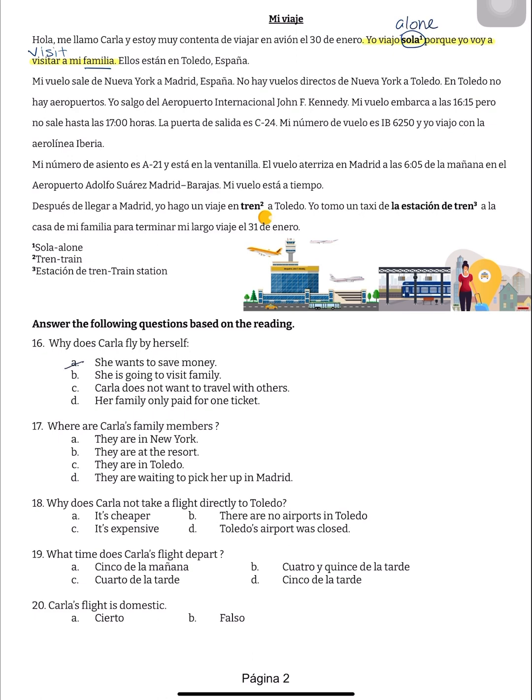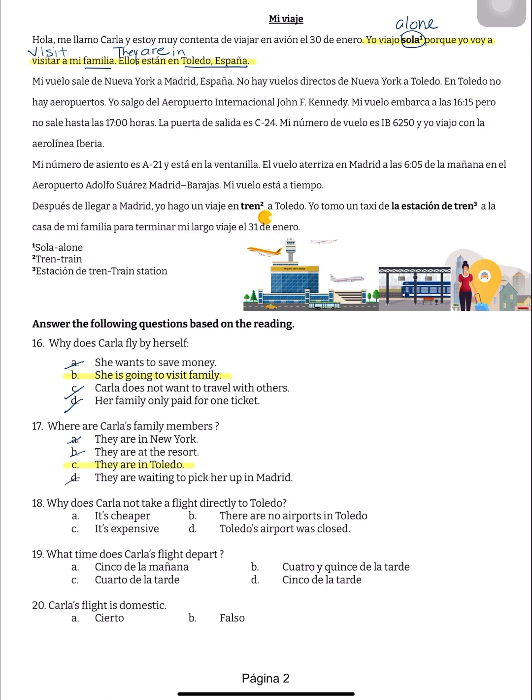Okay. So why does she fly by herself? She doesn't want to save money. She doesn't want to travel with others, and her family only paid for 1 ticket. It doesn't ever mention that. So based on the highlight that I did, the answer is she wants to visit family. Where are Carla's family members? Okay. It says, ellos están en Toledo, España. So ellos and están is going to be "they are." So they are in Toledo, España. Very important, okay? So I can eliminate everything else except the one that has Toledo, España.